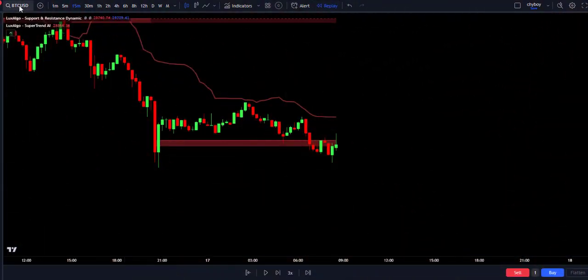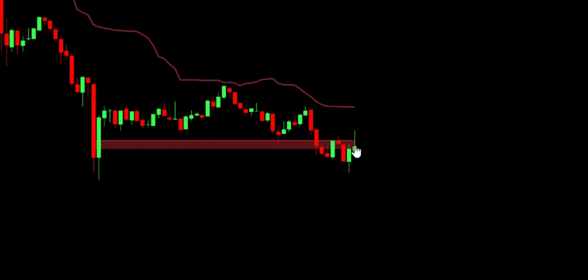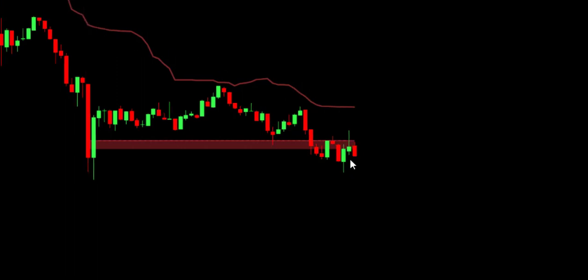Here we are looking at BTC USD. On 15 minutes, we see that price is in a downtrend, and price has broken out of a support, making it a resistance. Then we check to see if price has taken out any liquidity, and on seeing that it has, then we check the Supertrend to see if it is red in color, indicating a downtrend.